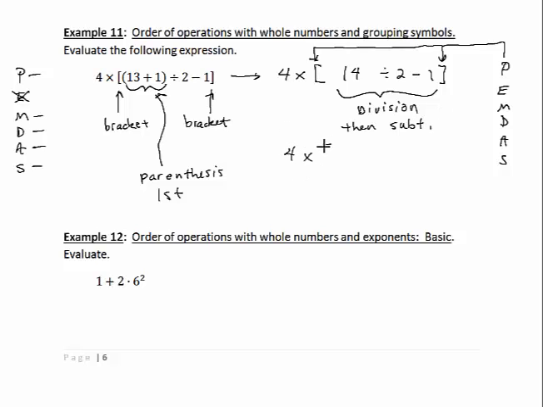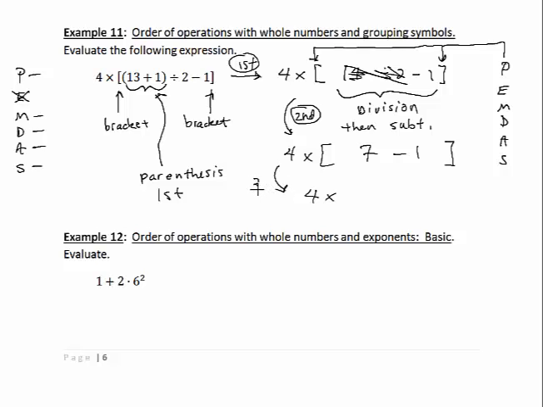So let me write that down. Okay, this was our first step. This is going to be our second step. And you see I'm keeping the brackets because even once we do the division, we're still going to have the subtraction. We don't want to drop the brackets until we have a single number inside. So 14 divided by 2 is 7. Okay, 7 takes the place of the 14 and the 2. And then we bring down the minus 1, still inside the brackets.